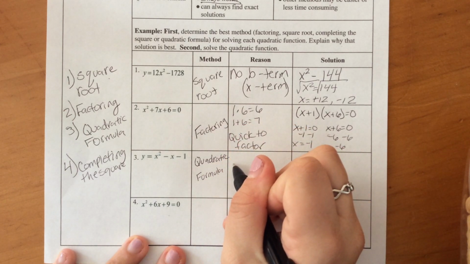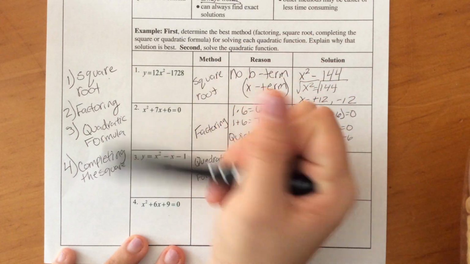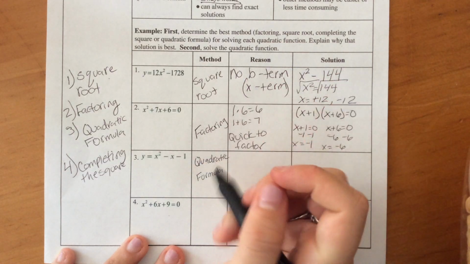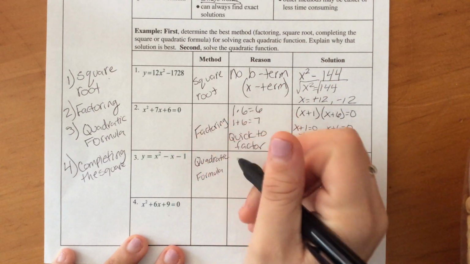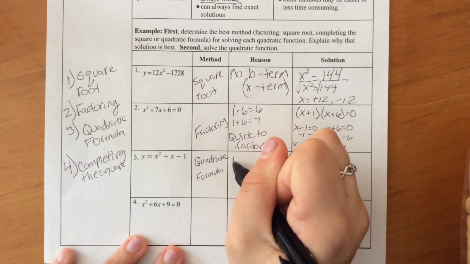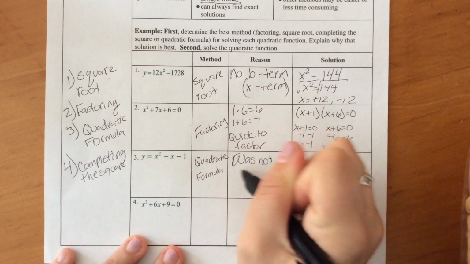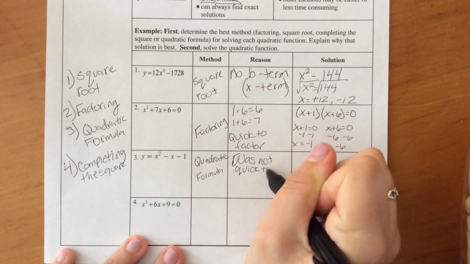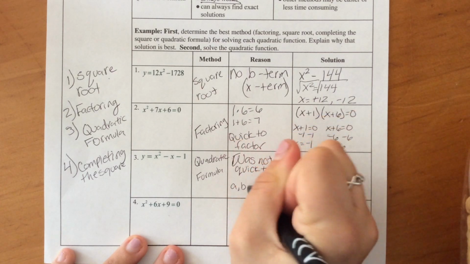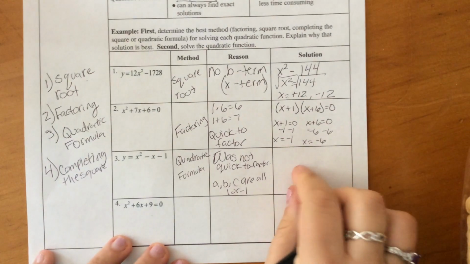And my reasoning is, you can say that you went through and can't find an easy factor and you know the quadratic formula always works. You can say because a, b, and c are all 1 or negative 1. I'm going to say it was not quick to factor, and a, b, and c are all 1 or negative 1.